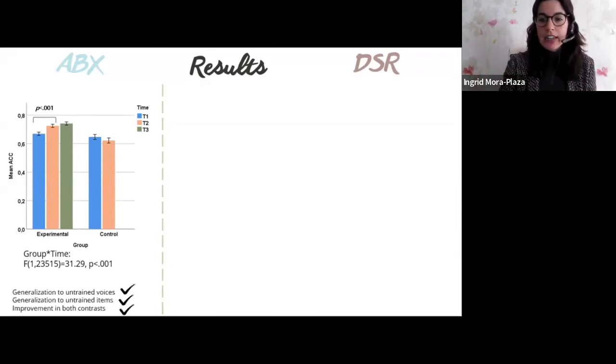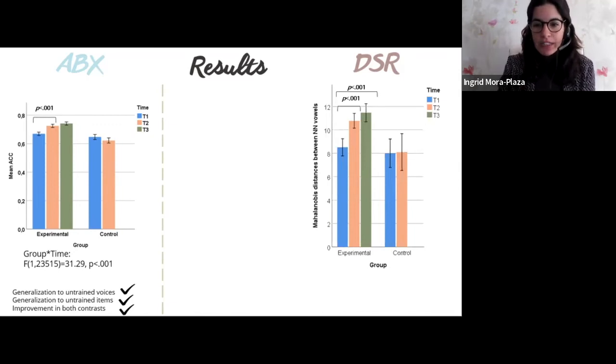So interestingly, these learners generalized their perceptual learning to untrained voices and untrained items. And also they maintained this knowledge 2 months after the treatment. And the same picture showed for response times. So the results of the delayed sentence repetition task show that only learners from the experimental group got better at distinguishing these 2 confusable vowels of the 2 contrasts, as the distance, as you can see here, from pre to post test increased, and they kept separating them at the delayed post test by showing this significant interaction.